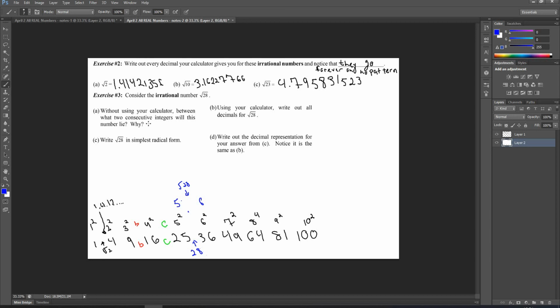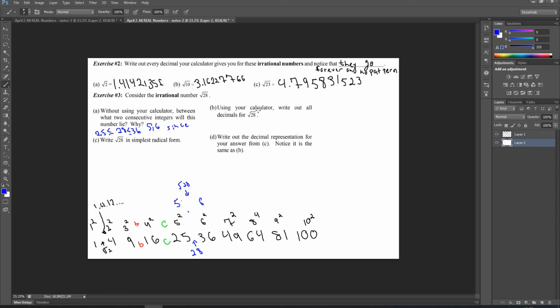So this is between 5 and 6, since 25 is less than or equal to the square root of 28, less than or equal to 36. I'm going to make this a little bit further apart. Okay.